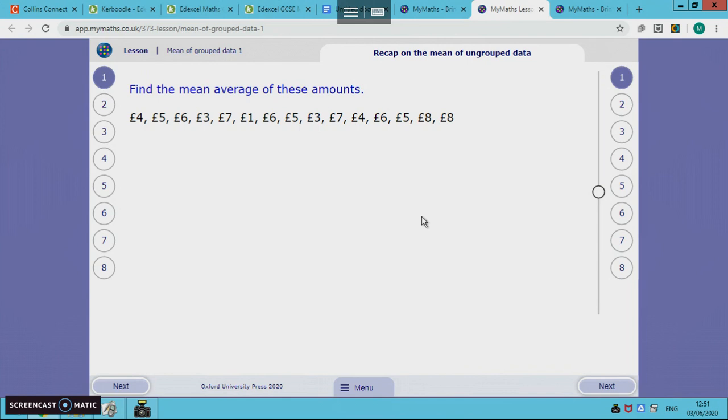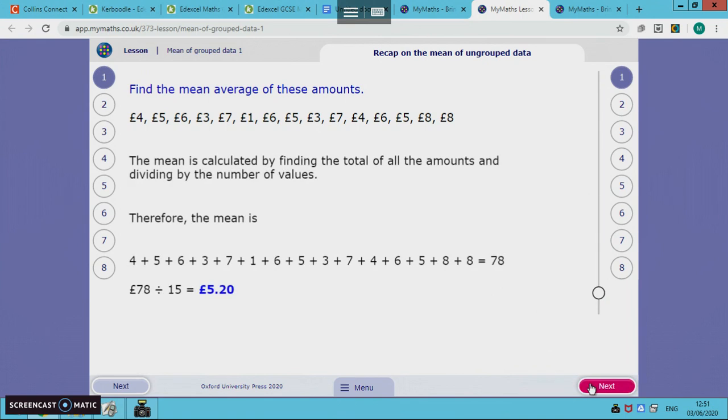So, starting off, it says find the mean average of these amounts. You've got a few bits of money there. We know that to find the mean, you would need to add up those amounts of money and then divide by how many amounts of money there were. So altogether, there's £78. Divided by 15 amounts of money gives £5.20 each. Say that there were 15 people and that's how much money they had. If they wanted to add it up and split it equally, you would get 78 divided by 15 and it'd be £5.20 each, rather than them all having different amounts. That would be the mean average. That's basic averages knowledge.